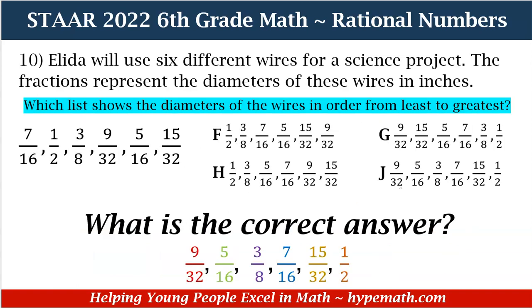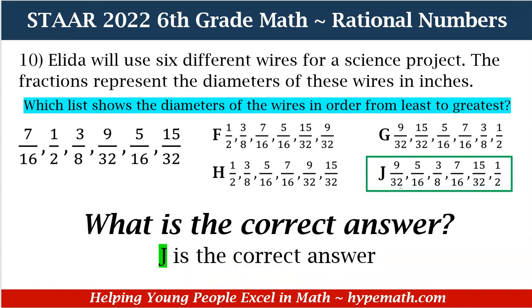What is our correct answer? Now that we have our list ordered from least to greatest, let's look at the answer choices to see which one matches exactly like our answer. So our correct answer is H. I'm sorry. No, it's J. Please forgive me. It is J. J is the correct answer because it is identical to our list that we have from least to greatest, okay?